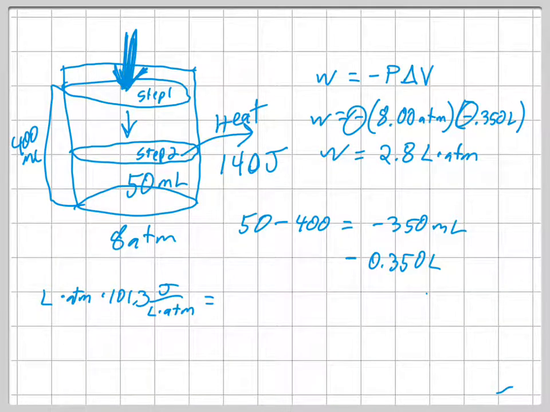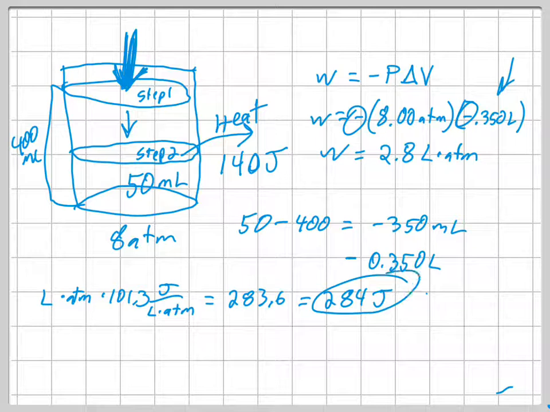So as I do that calculation, I get 2.8 times 101.3, which is 283.6. We only had 3 significant figures back up here, remember? So this would actually only be 284 joules of energy. Now we have joules of energy here and joules of energy here, and we want to look at what the total change is.